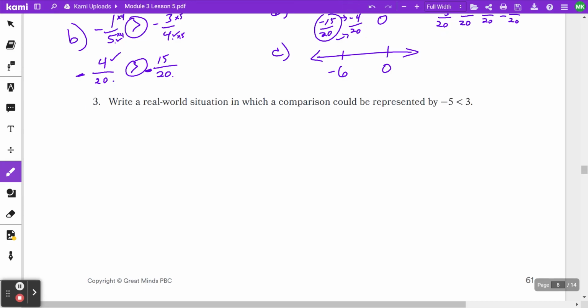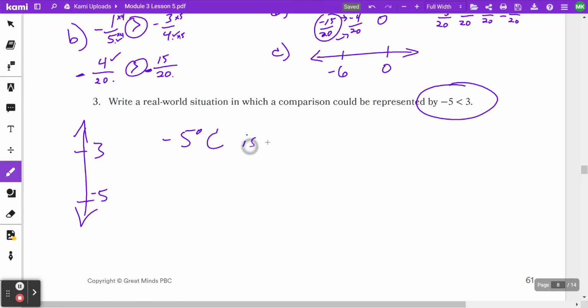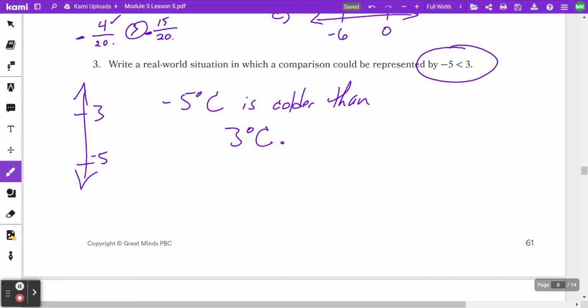Write a real world situation that compares -5 being less than 3. Well, temperature seems to be a good choice. You can do some values here. Hanging out in Buffalo a little bit, you probably hit some negatives. So -5 degrees Celsius is colder than 3 degrees Celsius. And that works pretty well. All right, that should be fine.